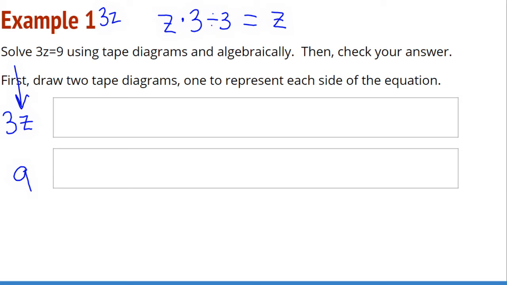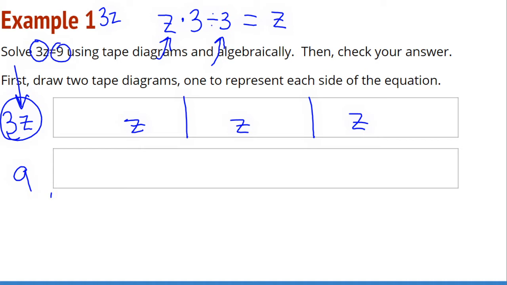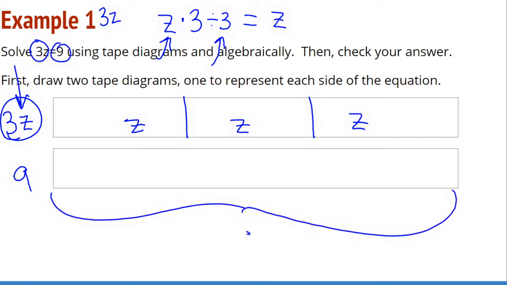So what I've got in this first box is I have 3 of z, but I would just like to know 1 of z. So I have to split this into 3 pieces so that each one of these is equal to z. Now because we have an equal sign, I know that my 3 z's are equal to 9. My second tape is equal to 9. My first tape was equal to 3 z's. Now my first tape got split into 3 pieces.